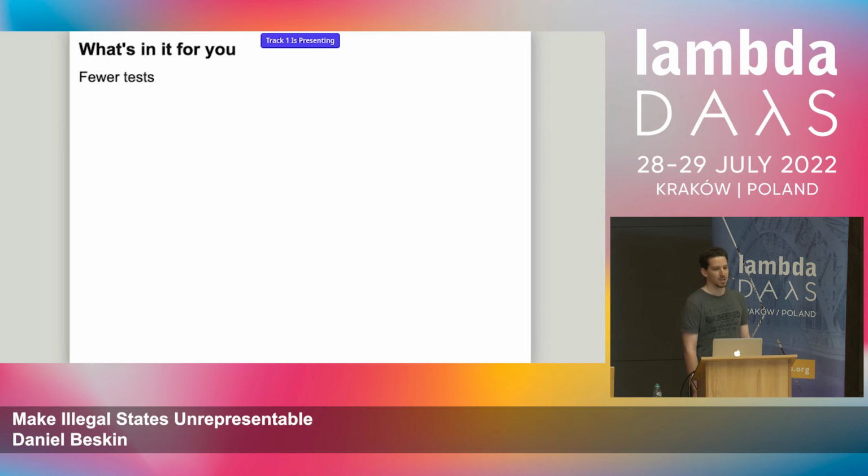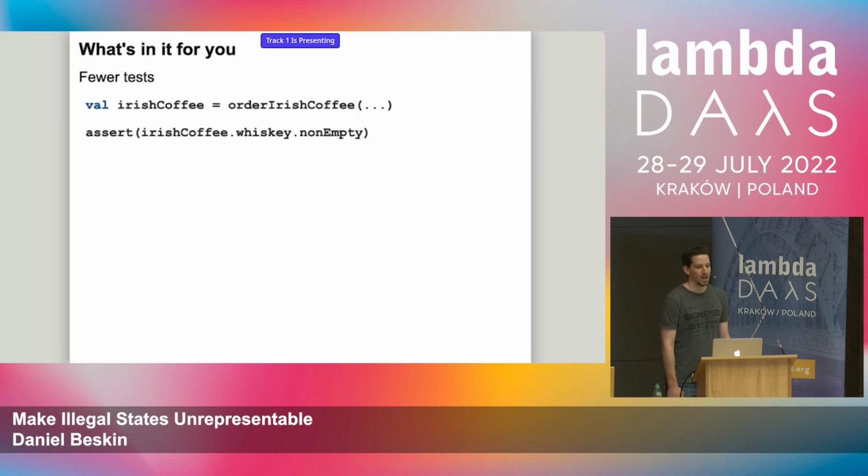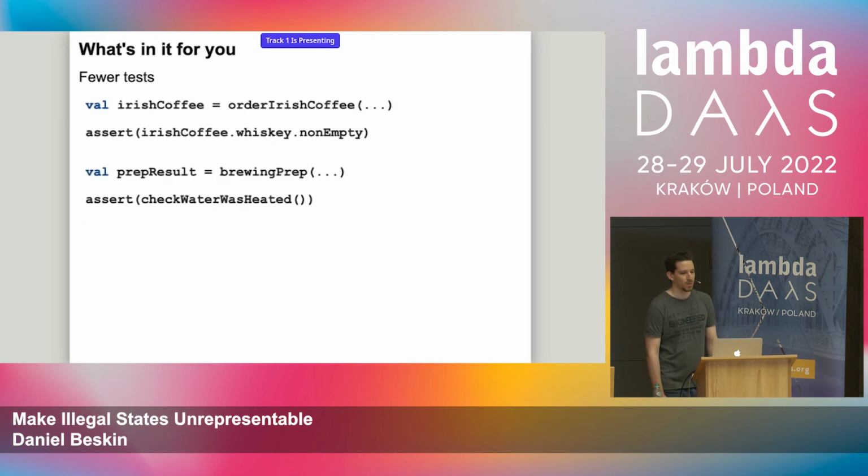So this is our next point: if you make as many illegal states unrepresentable as possible, this leads to fewer tests that you actually have to write. For example, this test can't be expressed. Testing whether our Irish coffee order has whiskey is no longer relevant because the test can't even compile. So that's a test that you don't have to write. And some tests are still possible to write, but maybe more redundant, because if your interface is sufficiently declarative, it might be obvious on its own that you don't have to check whether water was heated when you've done the brewing prep, because the types are requiring that.